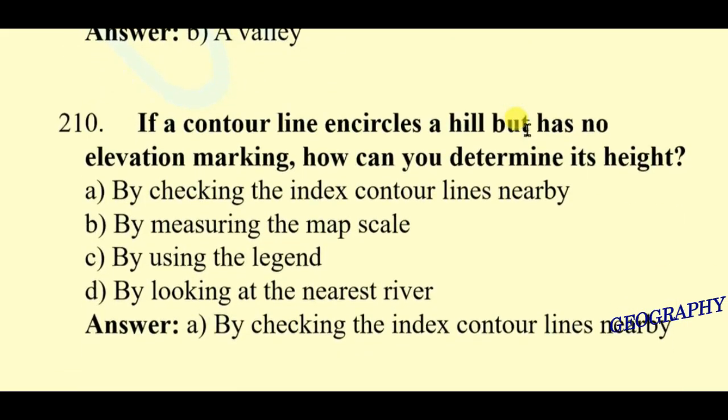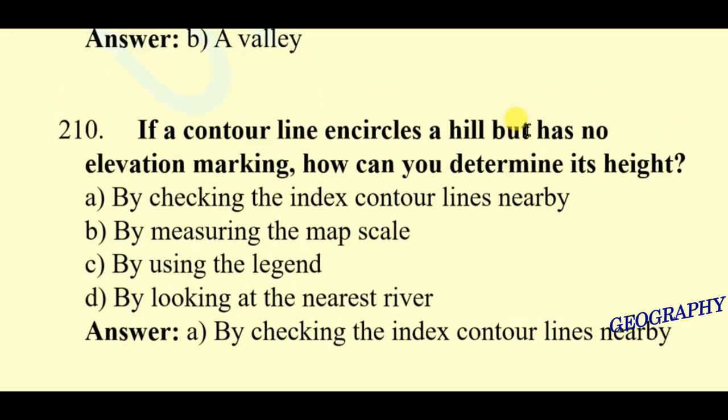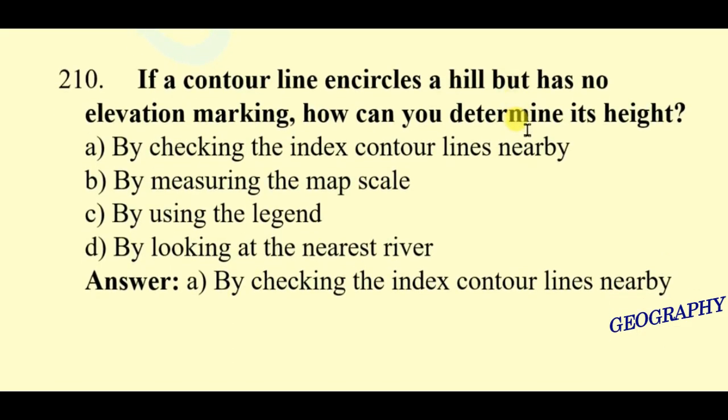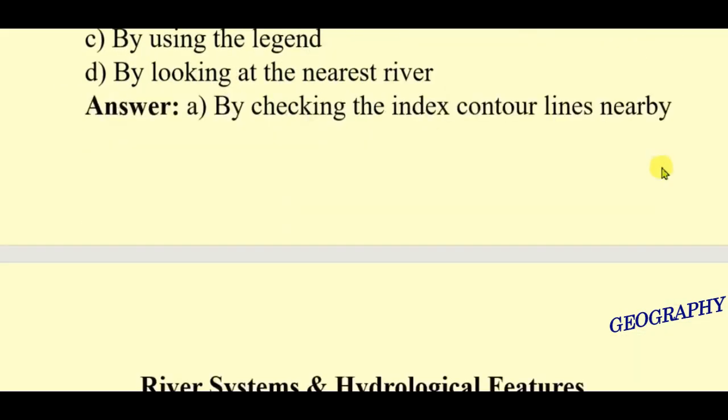Question 210. If a contour line encircles a hill but has no elevation marking, how can you determine its height? By checking the index contour lines nearby, by measuring the map scale, by using the legend, by looking at the nearest river. Here the right answer will be by checking the index contour lines nearby.